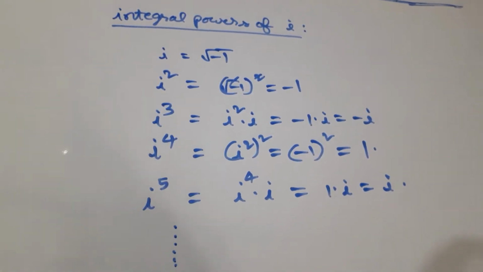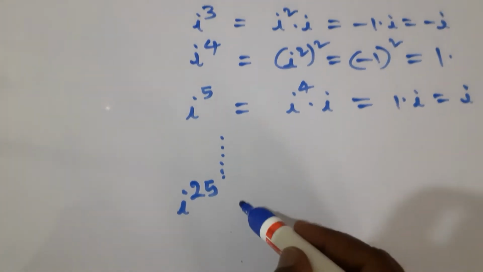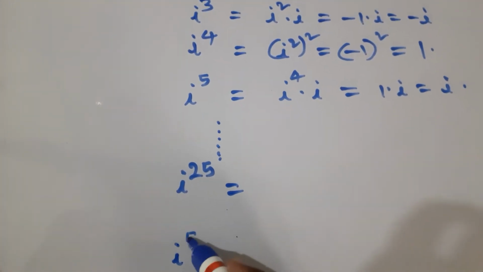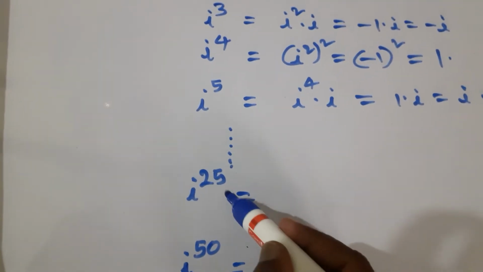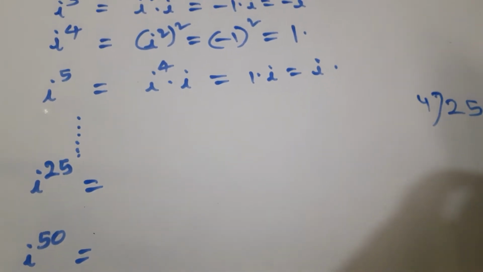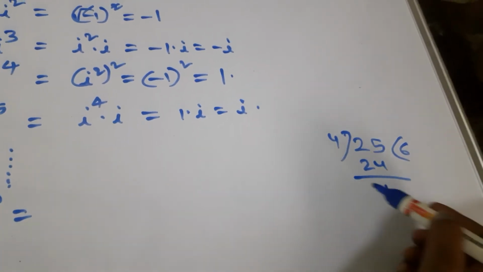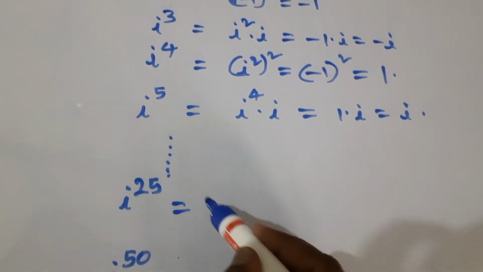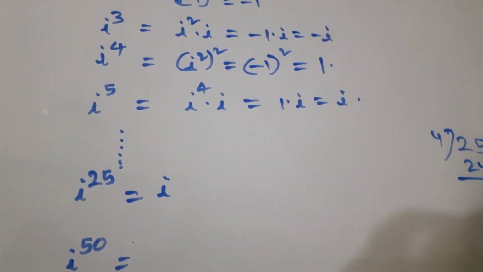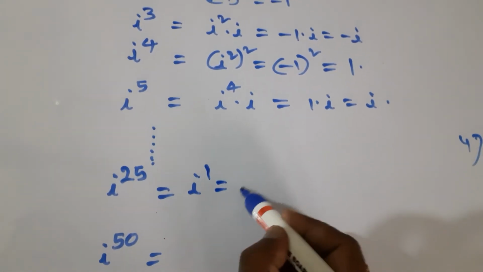If you continue in this way, how to calculate i power 25? So I will tell you one shortcut. How to calculate i power 25, i power 50. So i power 25. This 25, you divide 25 with 4. 4, 6, 24. What is the remainder? 1. So remainder is 1. So here i power 25 is i to the power of that remainder. This remainder you write here as a power. i power 1 only. That is i.